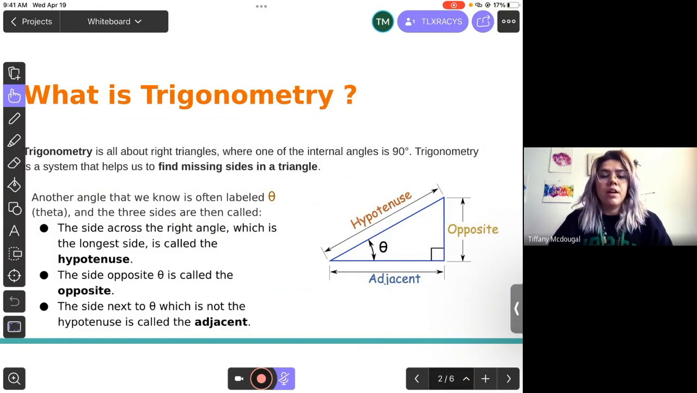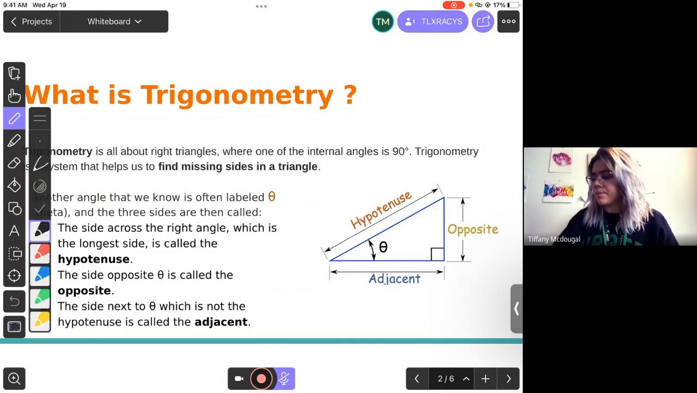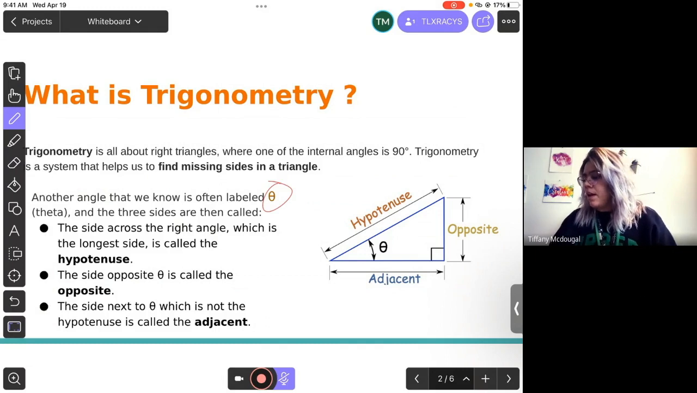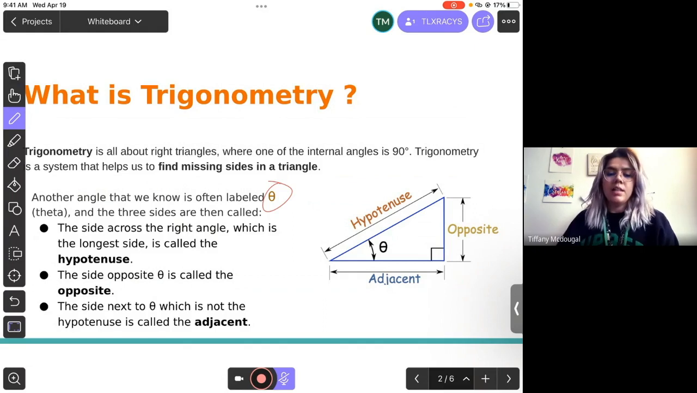So another angle that we know is often labeled theta, which is this symbol right here, theta, and the three sides are as follows. The side across from the right angle is the hypotenuse. The side that is opposite of theta is labeled opposite. And then the side that is adjacent, also known as next to theta, is called adjacent. So you can see how these are labeled right here.